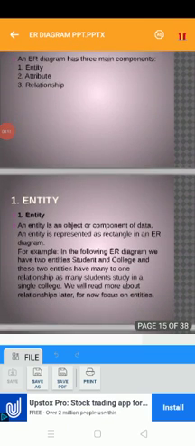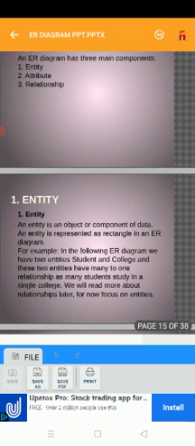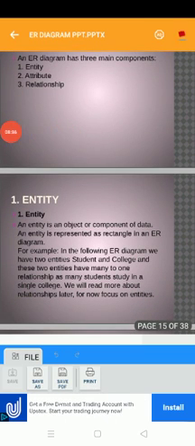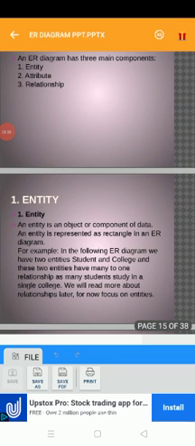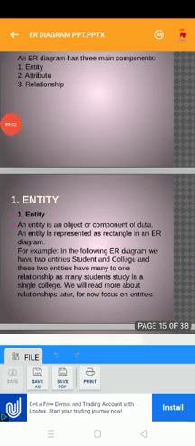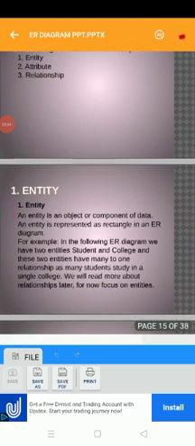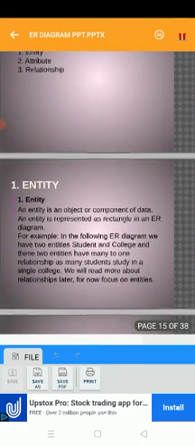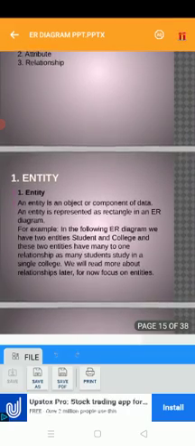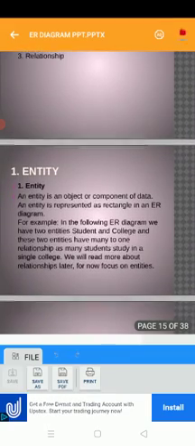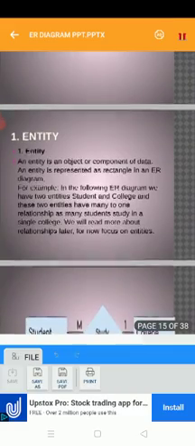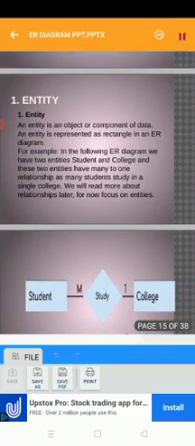Entity is a set of objects or components of an object. An entity is represented by a rectangle in an entity diagram. For example, in the following ER diagram, we have two entities, student and college. These two entities have one relationship, that is many students study in a single college. We will read about relationship later. For now, focus on entities.